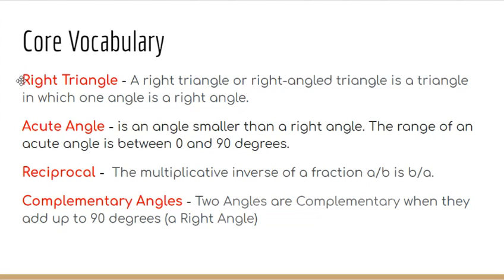First is right triangle. A right triangle, basically, has one right angle and the two remaining angles will be acute angles. What are acute angles? Acute angles are any angles that have a measurement of 1 degree to 89. So it's between 0 and 90 degrees.